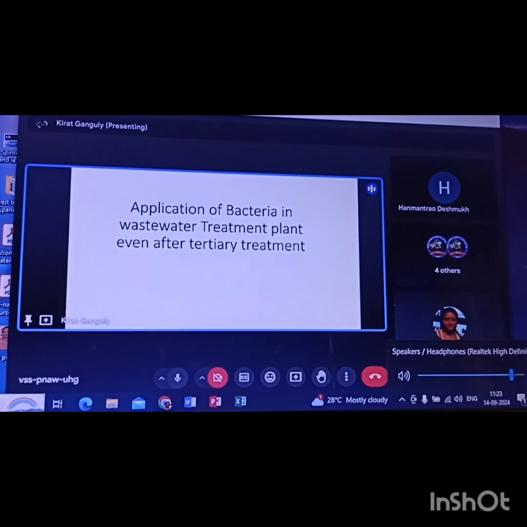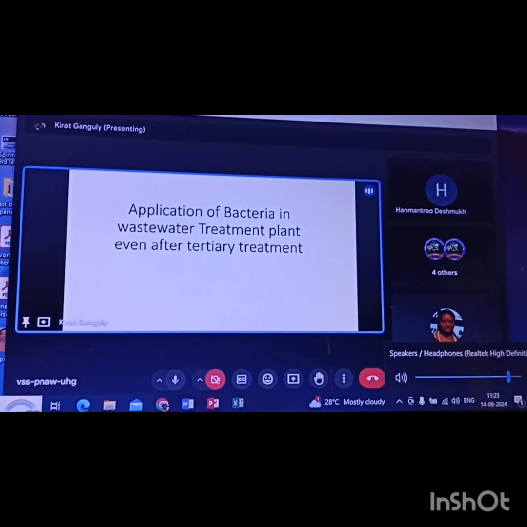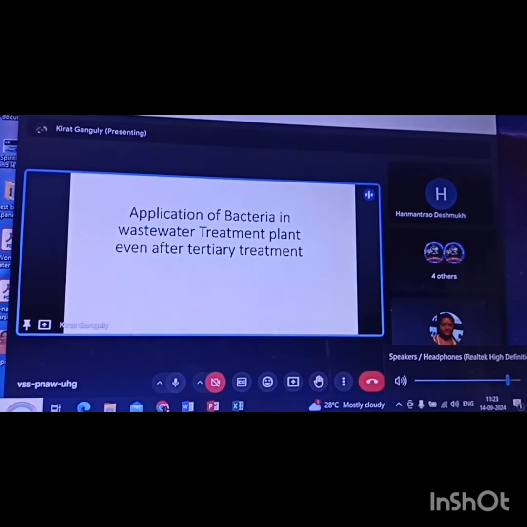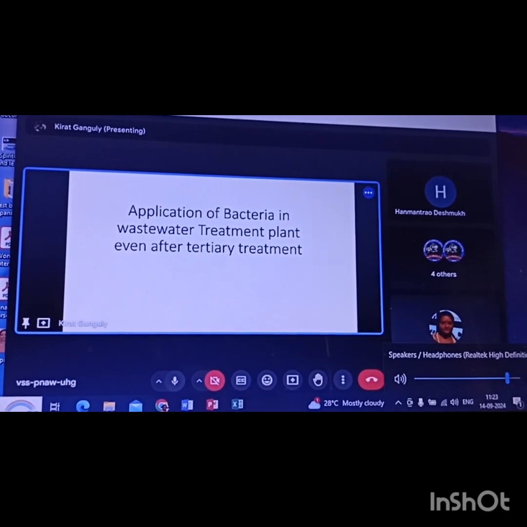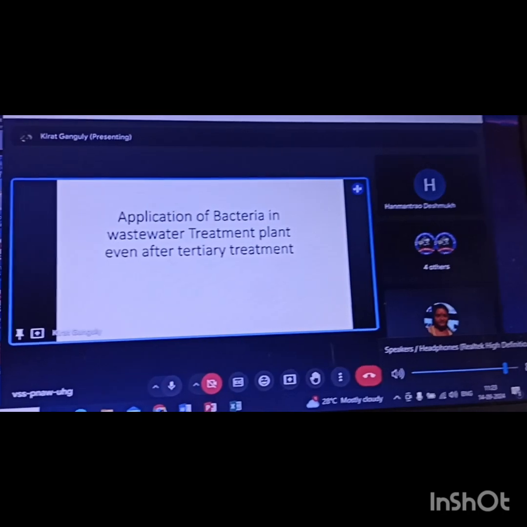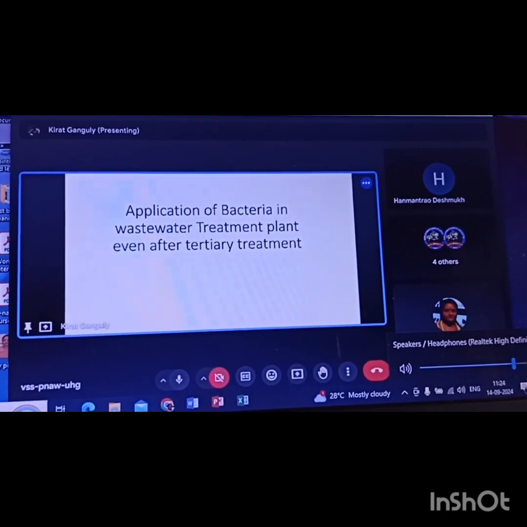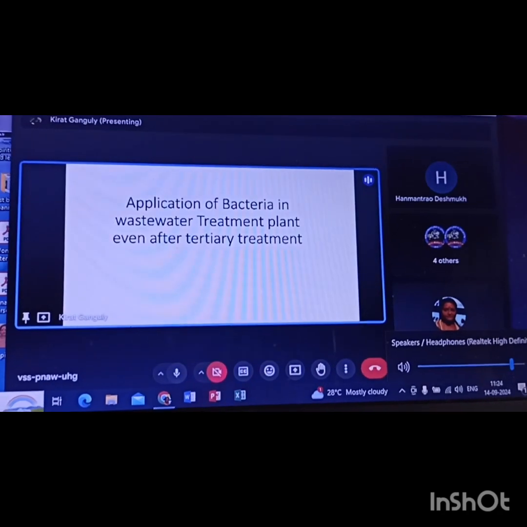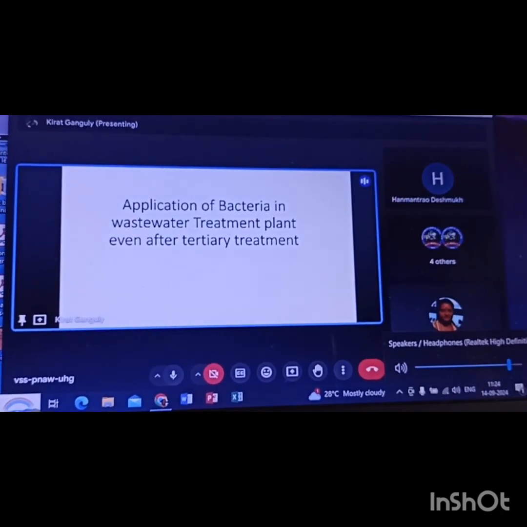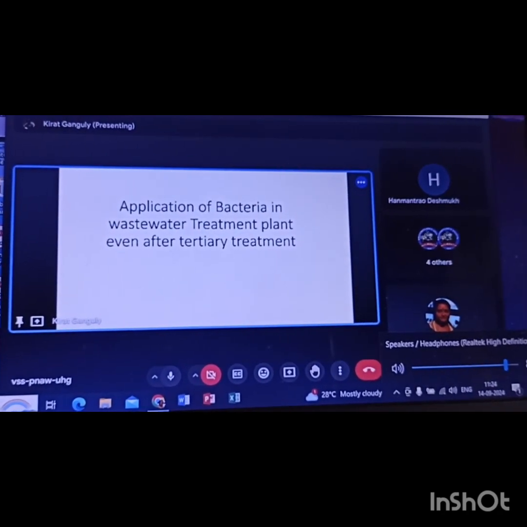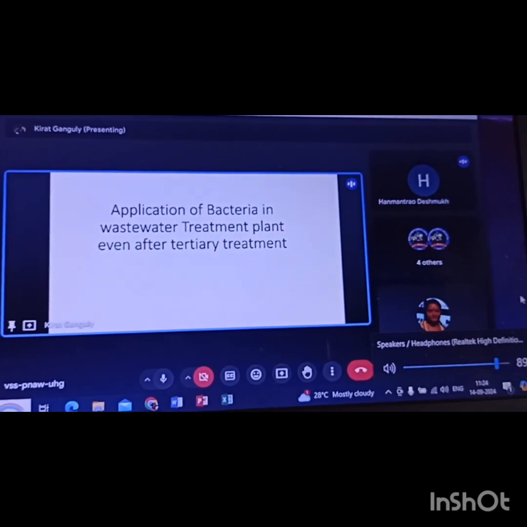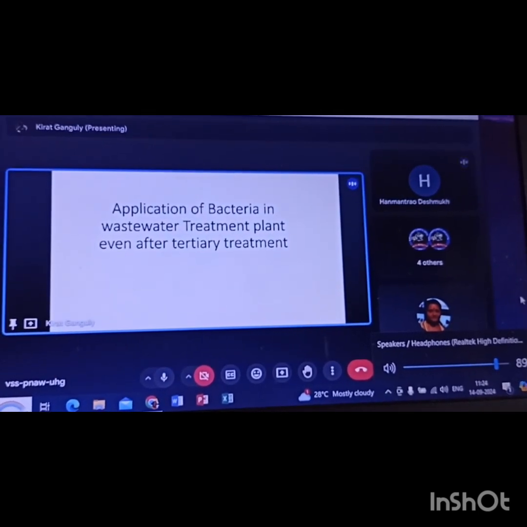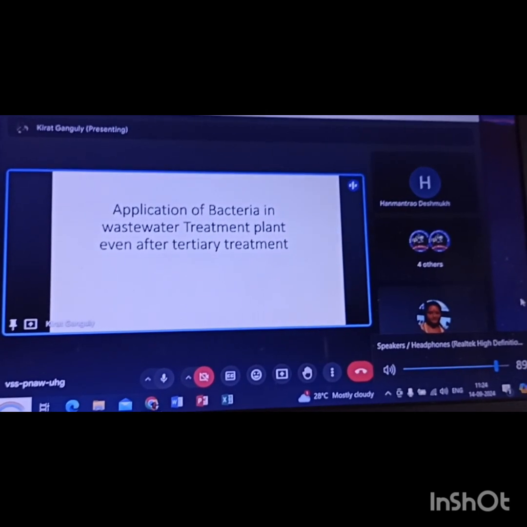Then I took the organism and sequenced for that. Now, my problem was I talked to the local municipality personnel here. They initially showed some kind of interest, that yes, if you can do some kind of application over there, we can go for a pilot scale study.